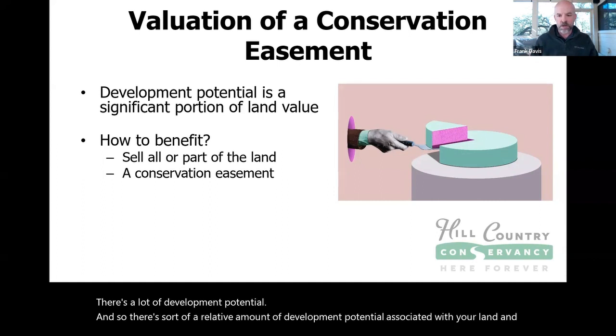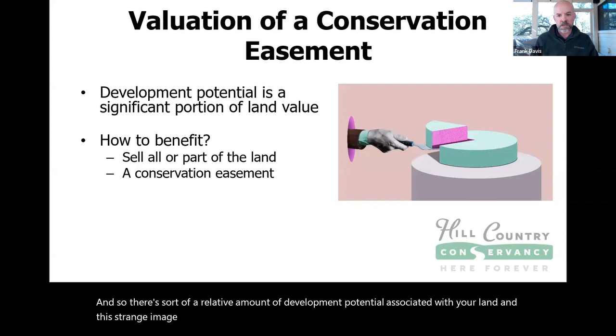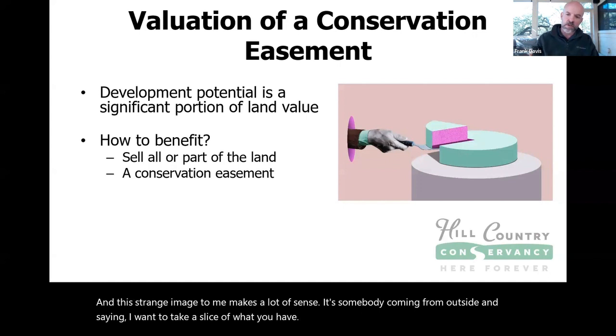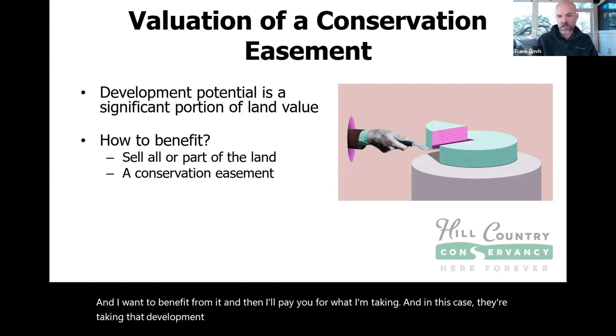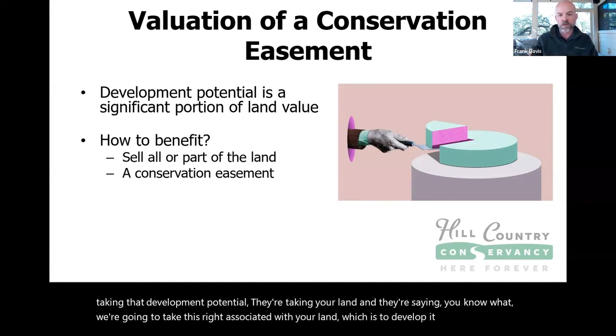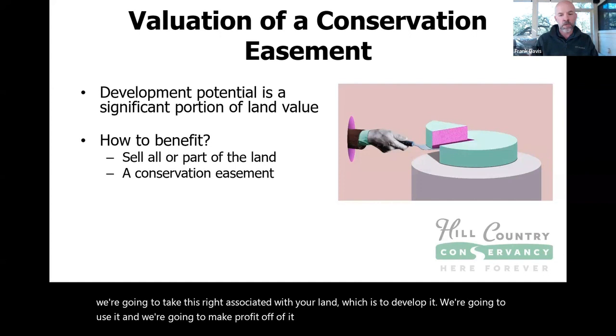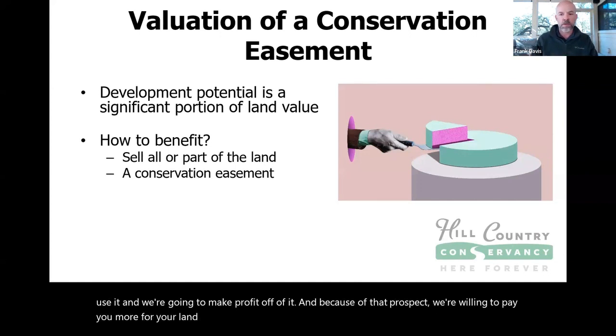And this strange image, to me, makes a lot of sense. It's somebody coming from outside and saying, I want to take a slice of what you have, and I want to benefit from it, and then I'll pay you for what I'm taking. And in this case, they're taking that development potential. They're taking your land, and they're saying, you know what, we're going to take this right associated with your land, which is to develop it. We're going to use it. We're going to make profit off of it. And because of that prospect, we're willing to pay you more for your land. This is what's happening out in so much of the hill country.